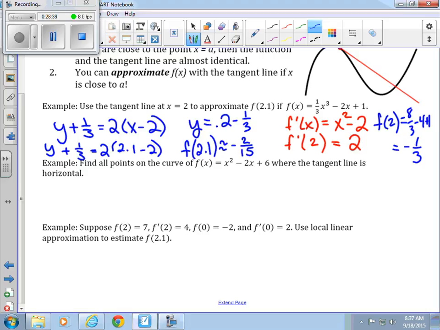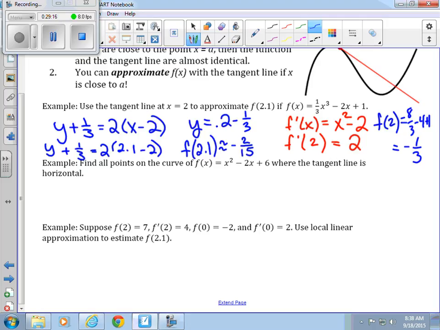Okay, find all points on the curve of x squared minus 2x plus 6 where the tangent line is horizontal. When would the tangent line be horizontal? At a maximum or minimum, so that's important. And then how could you find that? You could graph it, but I don't want to. I want to do it with no graph. Which sounds hard. I don't want to do that either. That sounds tedious.